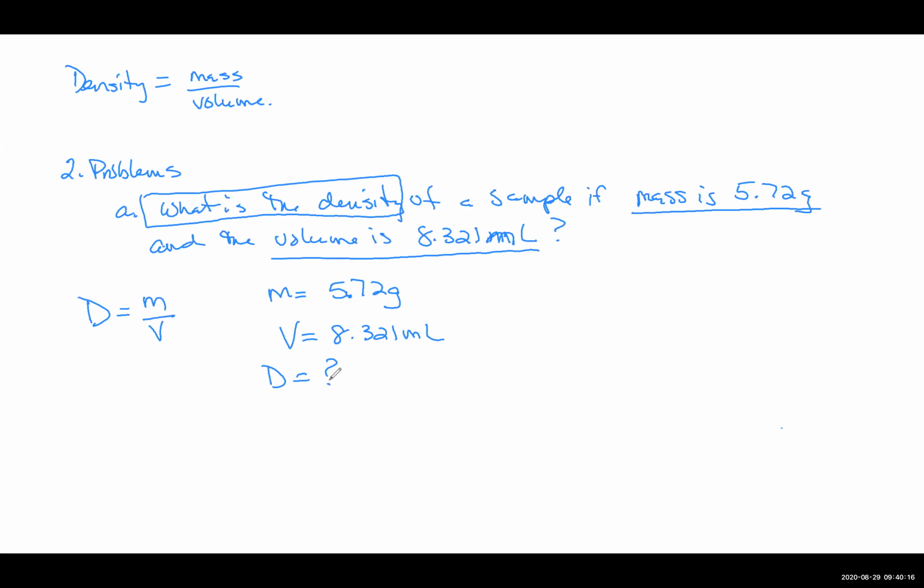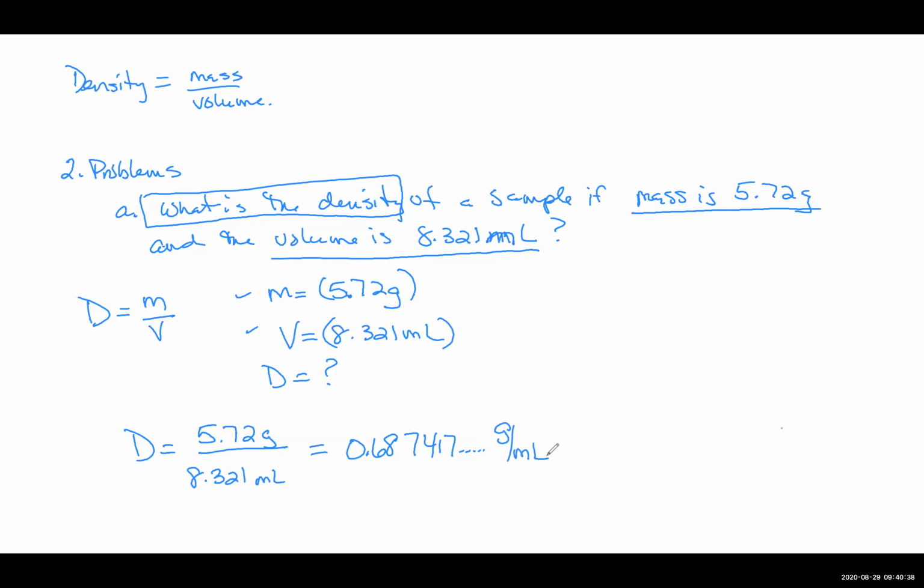So this one's pretty straightforward because we were given mass and we're given volume, so we can just take these 2 values and plug them into our equation. Density will be equal to 5.72 grams divided by 8.321 milliliters. And if you punch that into your calculator, 0.687417, maybe some more digits, our units will be grams per milliliter.